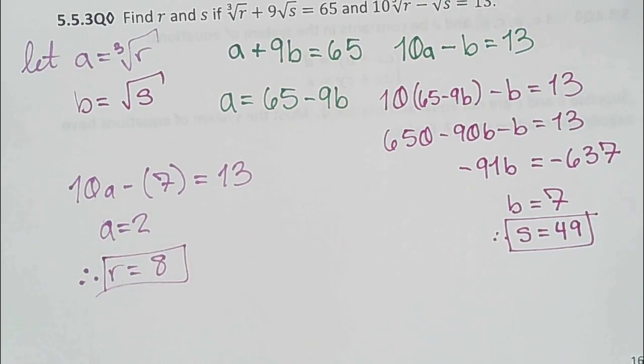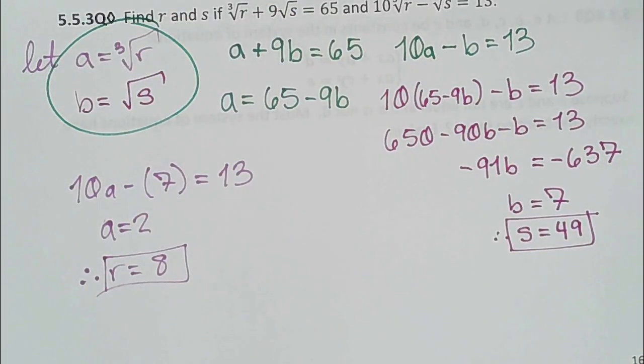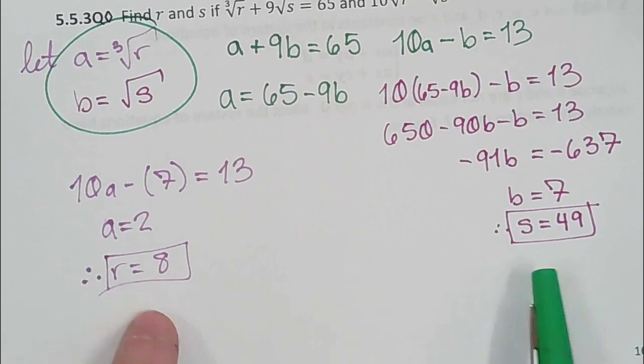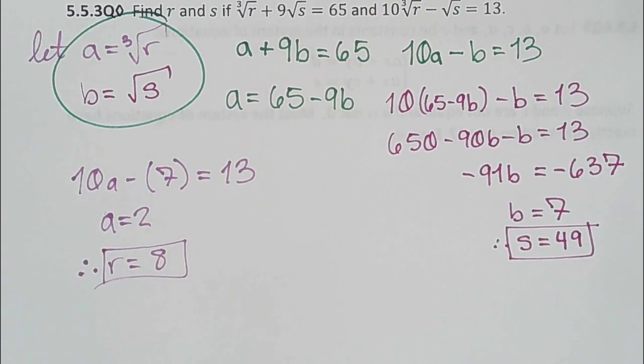S is going to be 49. So the cube root part is a little weird, and a lot of people forget to go back and answer this question. They just stop at 2 and 7. Make sure you actually answer the question they wanted to know. A and B we made up, right?